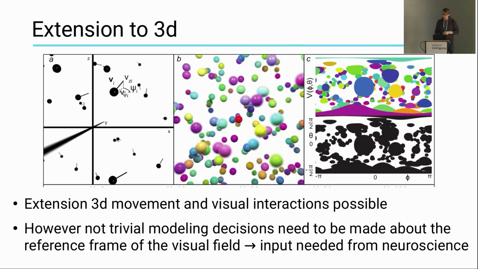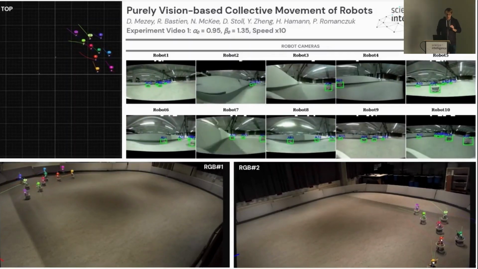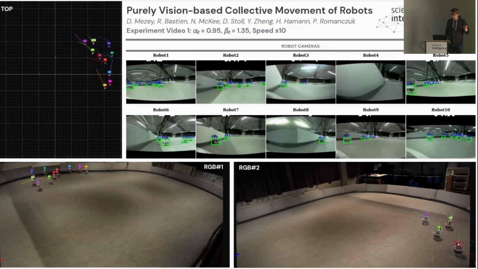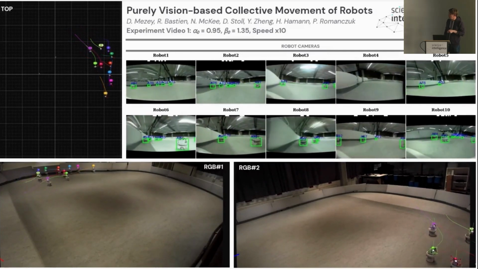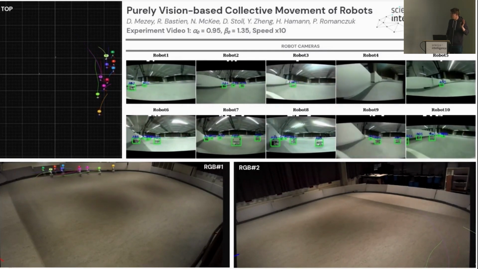And I will skip the last one. You can extend it to 3D, but something which I'm very excited about, a paper that just got accepted with David as first author, is that we were able to implement the same algorithm in actual mobile robots. So that is purely vision-based movement of robots.